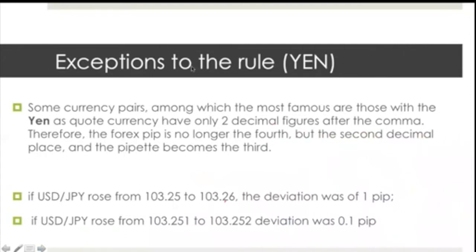There are also exceptions to the rule before we start calculating. There are some pairs that don't have a 4th digit. They only go to the 2nd digit, and that would be the yen and gold. They have 2. Or a lot of times they're going to be represented as 3. All right. So in that situation, the 3rd digit is going to be the pipette. That would be the one that you ignore.